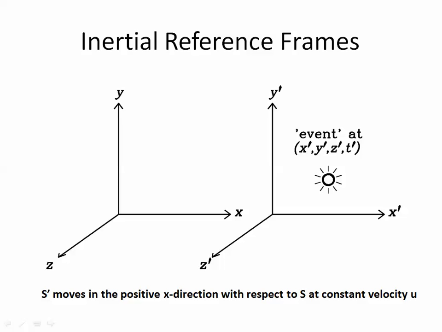If the variable x, y, z, v, or t does not have a prime after it, then we mean the variable has a value as measured in the coordinate system S. If the variable x, y, z, v, or t has a prime after it, then we mean the variable has a value as measured in the coordinate system S prime.